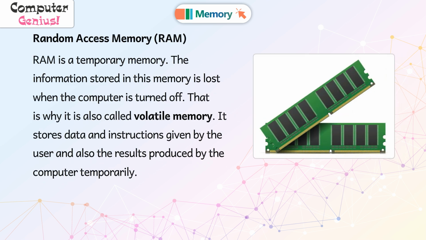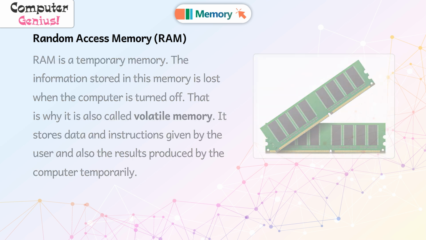Random access memory, RAM. RAM is a temporary memory. The information stored in this memory is lost when the computer is turned off. That is why it is also called volatile memory. It stores data and instructions given by the user and also the results produced by the computer temporarily.